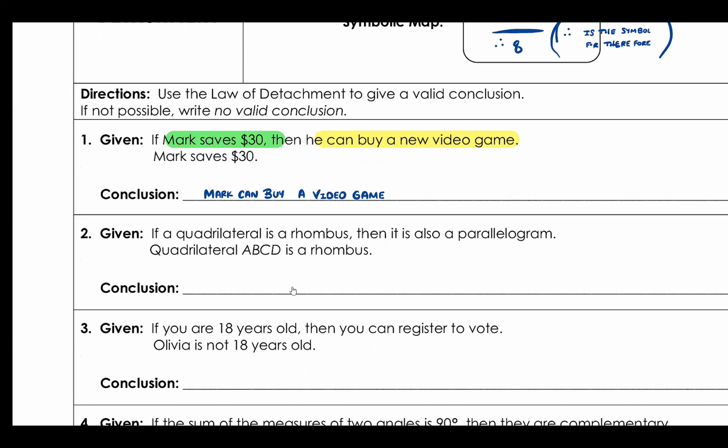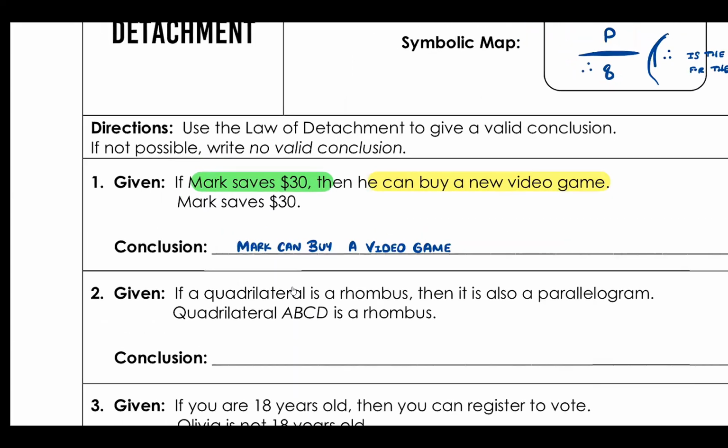Let's look at our next one. If a quadrilateral is a rhombus, then it is also a parallelogram. Unit 4, baby. So we've got our hypothesis: a quadrilateral is a rhombus. Our conclusion: it is also a parallelogram.